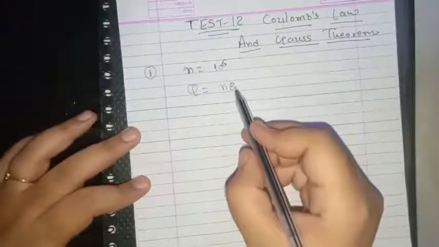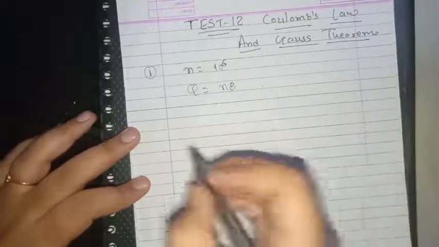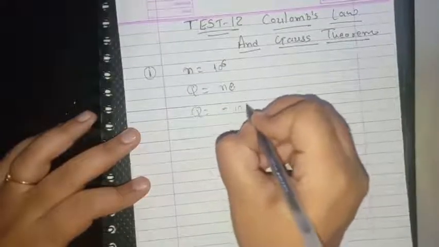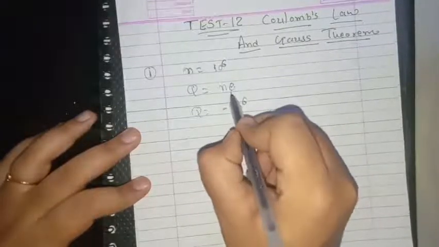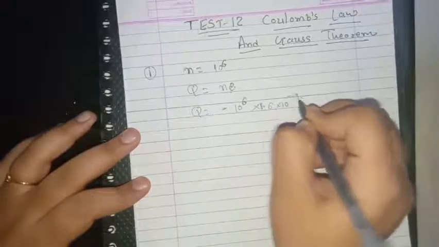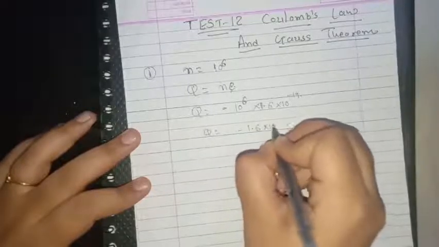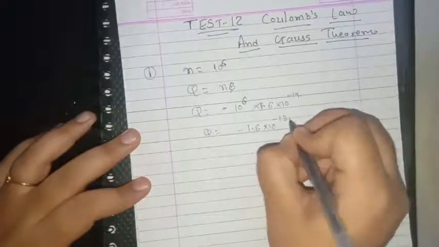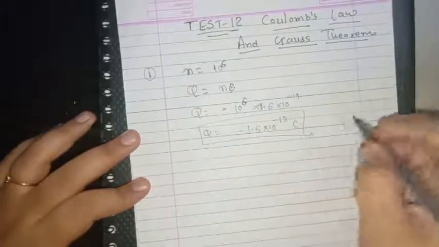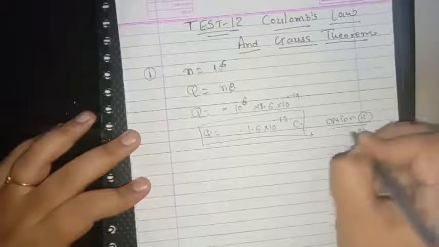Here electrons are added to the glass rod, so the glass rod will be negatively charged, so Q will be minus of N, which is 10 power 6, and e is the charge on an electron, that is 1.6 into 10 power minus 19. So Q will be minus 1.6 into 10 power minus 13 coulomb. So option 2 is the correct option.